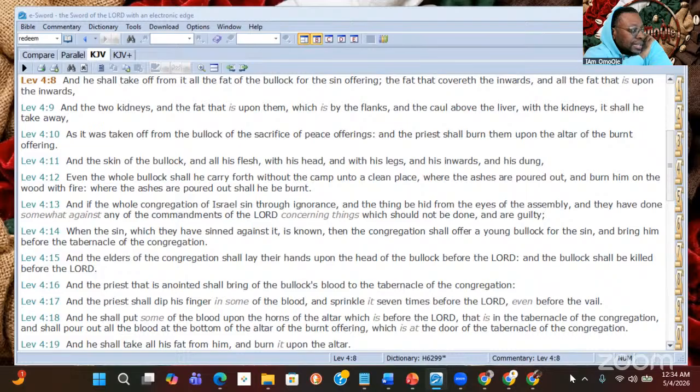And the elders of the congregation shall lay their hands upon the head of the bullock before Jehovah, and the bullock shall be before Jehovah. And the priest that is anointed shall bring of the bullock's blood to the tabernacle of the congregation. And the priest shall dip his finger in some of the blood, and sprinkle it 7 times before Jehovah, even before the veil.